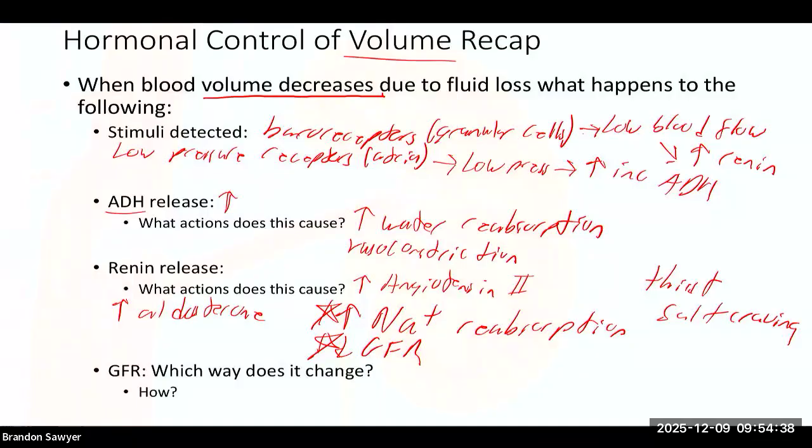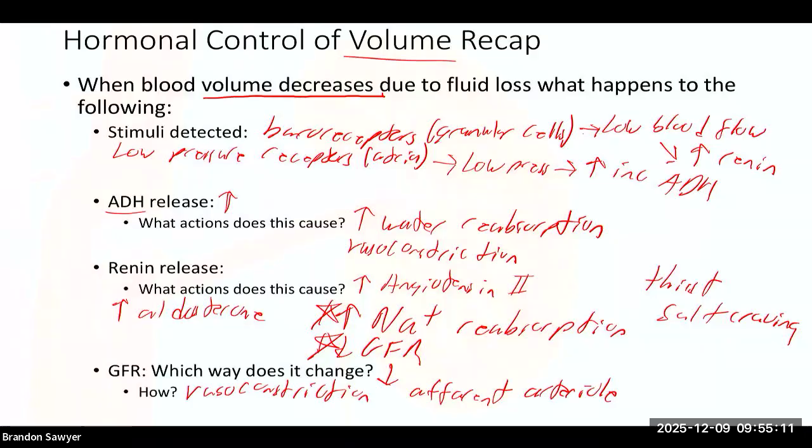Okay. So this is the basic effects. But I wanted to point back to those other slides too, because we see all of the effects of those hormones too that you definitely want to be able to spell out in these scenarios. Okay, so GFR is going to go down. And how does it go down? It's going to go down by vasoconstriction of the afferent arteriole.